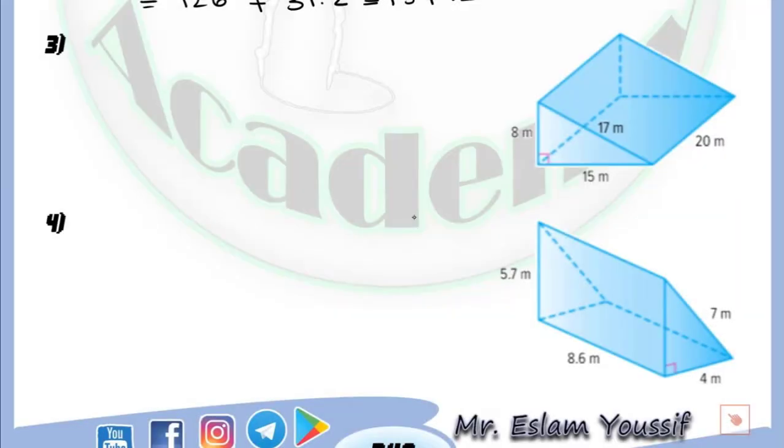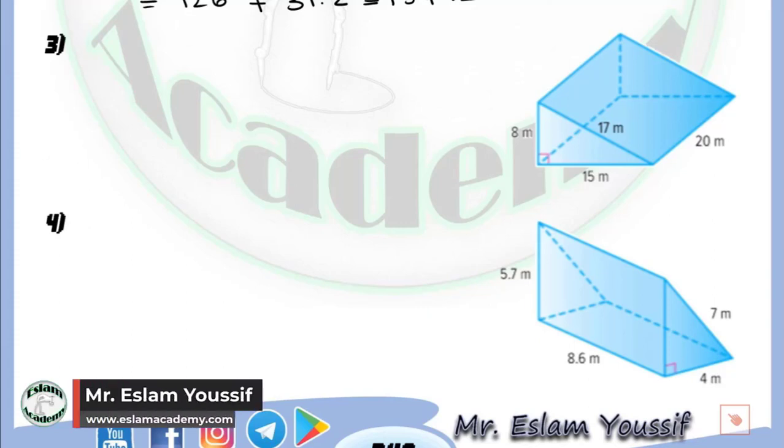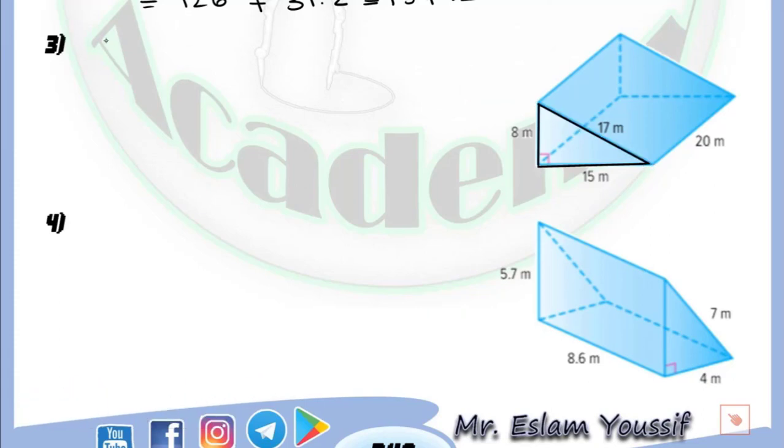In question number 3, we need to find the surface area. At first, I will identify the base. The base is a triangle, so we can find the perimeter of the triangle by adding the sides, because the sides are different. We have here 8 plus 15 plus 17. The answer will be equal to 40.